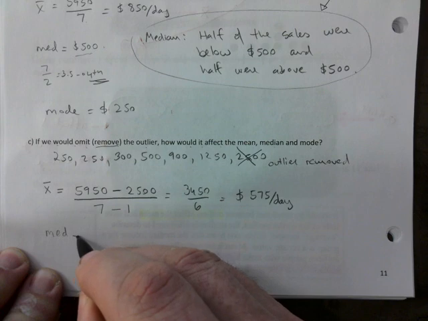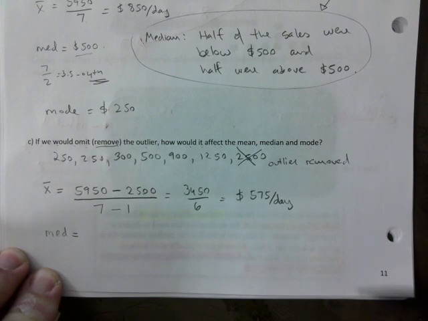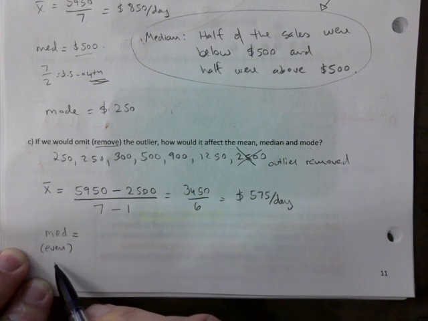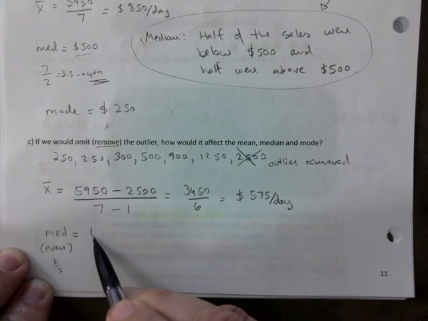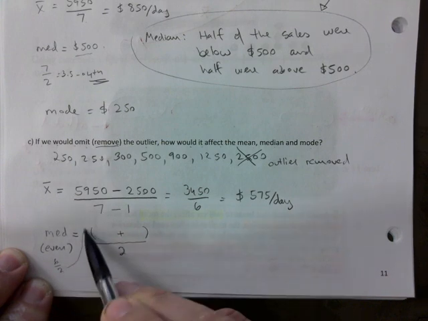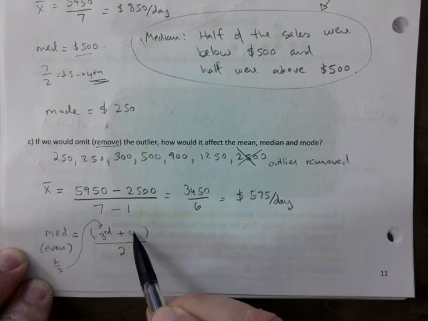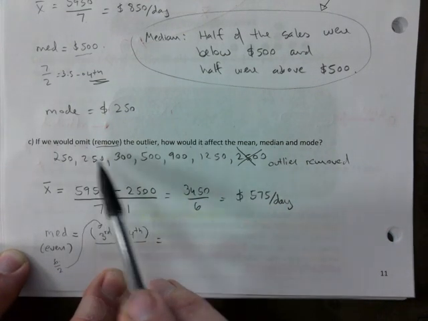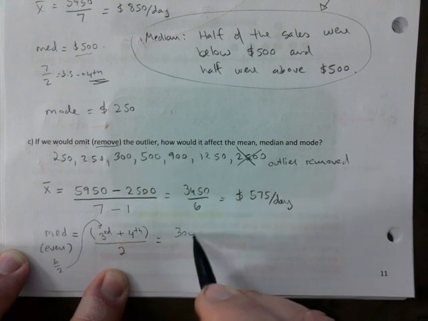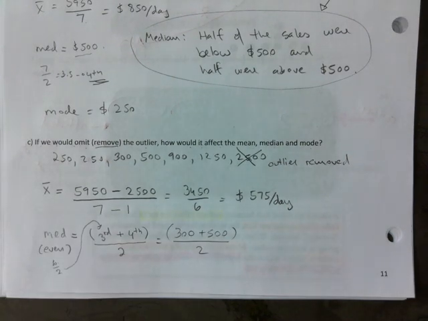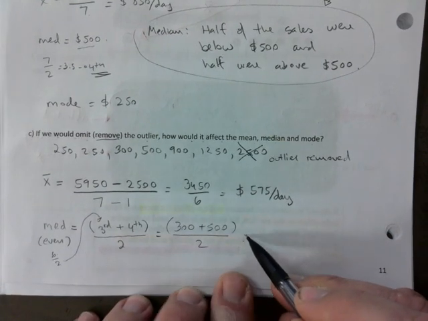This is a little trickier. How many values do we have now if I remove this guy? 6. So that's even, isn't it? So I need to go 6 divided by 2, right? Because remember, I'm going to have to add two numbers and divide that by 2. So the 6 divided by 2 tells me that I'm going to have to take the third and the fourth and find it that way. So what's the third and the fourth? 1, 2, 3, 4. It's between 300 and 500. Can you guess what it's going to be? 400, right? Because it's going to be 800 divided by 2. That's 400 a day.